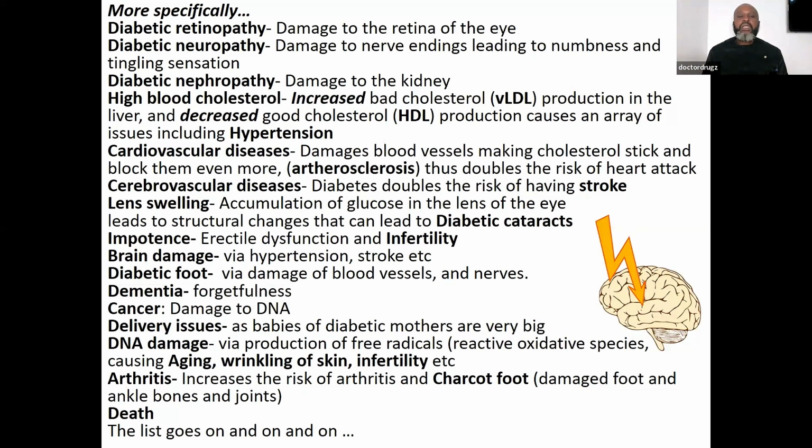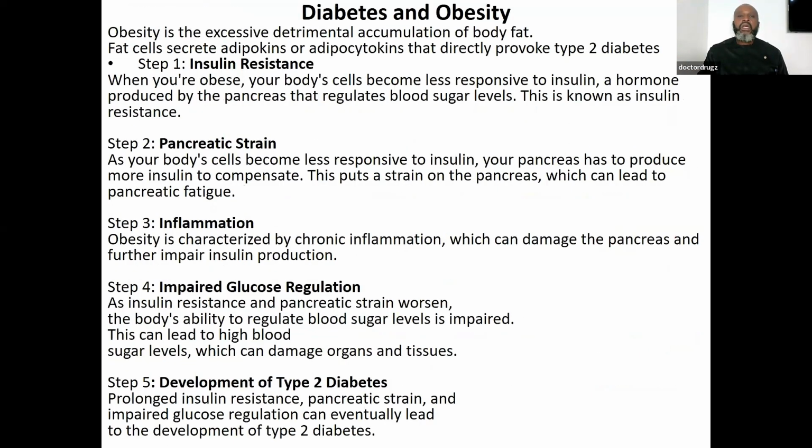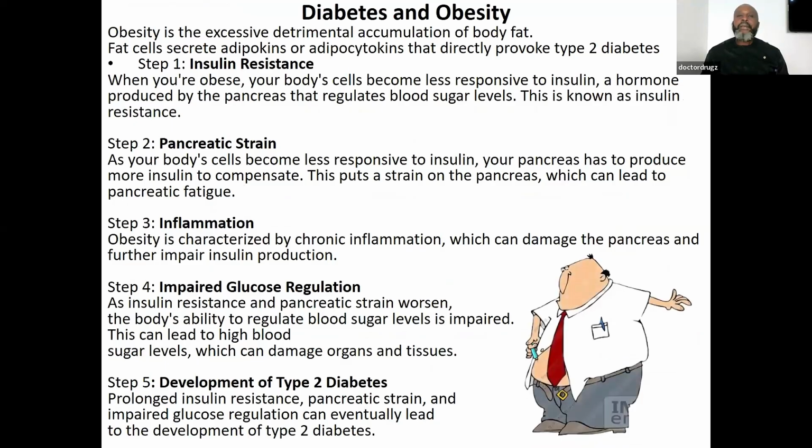So you can see that diabetes can provoke the production of free radicals that attack the DNA and worsen these things and make aging very fast. Wrinkling of skin is not left out, infertility as aforementioned, arthritis is not left out. Then, of course, death, and the list goes on and on. Very terrible disease. Then we have the link between diabetes and obesity.